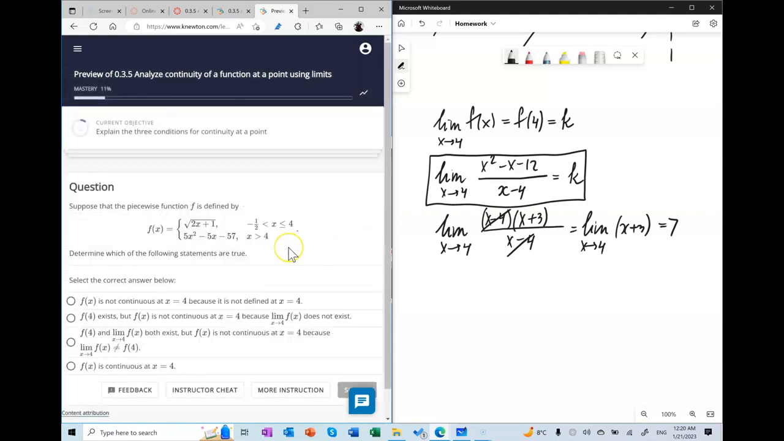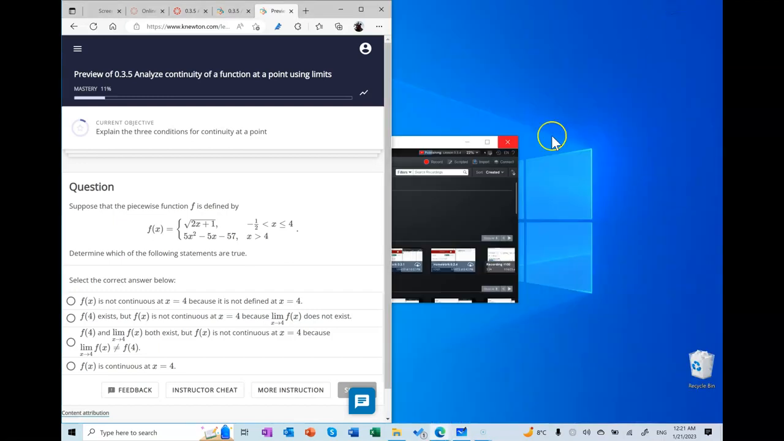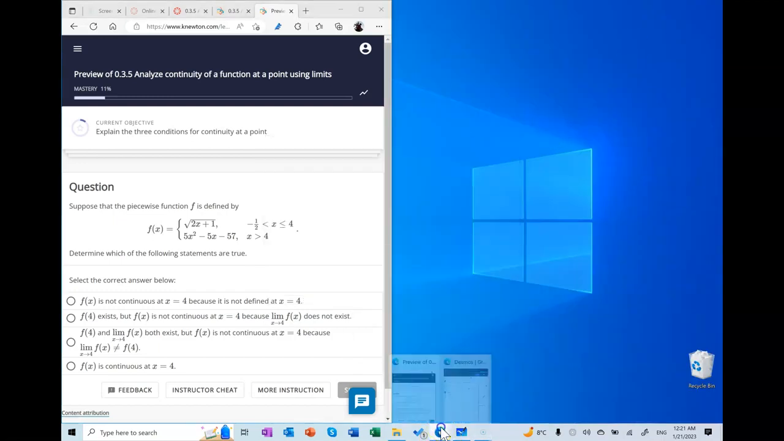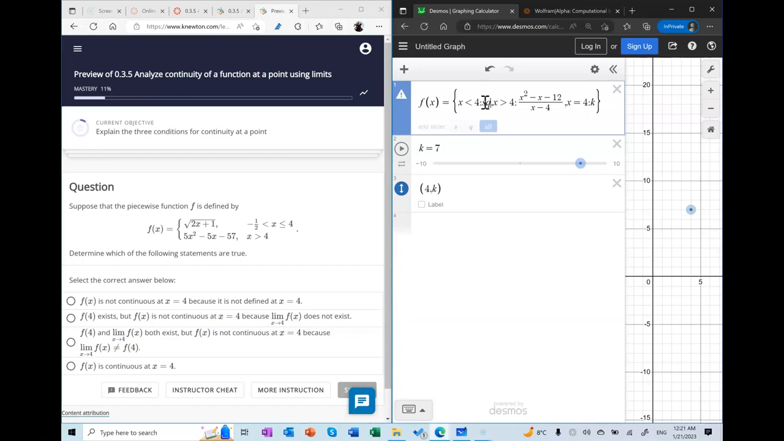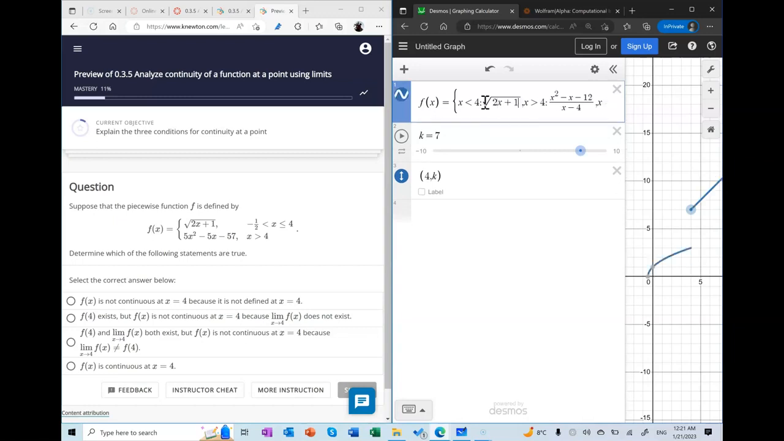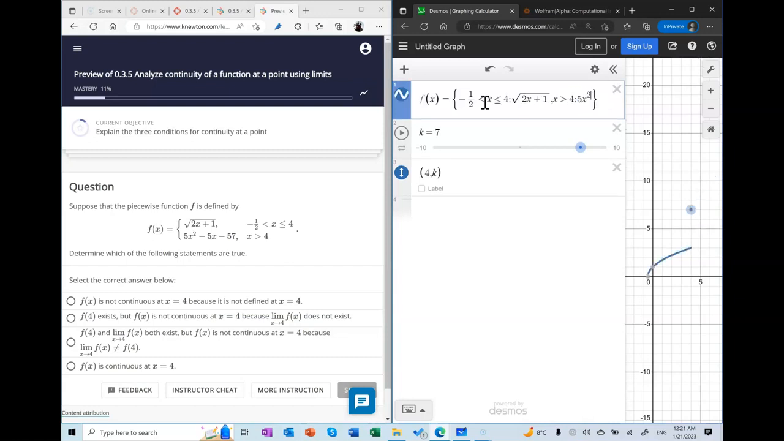All right, so for this one, I'm going to graph it. I don't have time for doing this by hand, so I'm just going to utilize this template for piecewise function. So we have square root of 2x plus 1, as x approaches negative 1/2 and 4, and as x is greater than 4, we have 5x squared minus 5x minus 57.